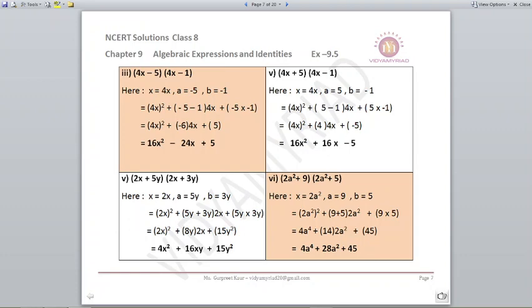Next, 2a square plus 9, 2a square plus 5. Now here what is x? 2a square. What is a? 9. B is 5. Put it into the formula. It is little tricky. Be careful. (2a square) the whole square plus (9 plus 5) into 2a square plus 9 multiplied by 5. So (2a square) the whole square means 2 2s are 4, a square into square is a raised to power 4, plus 28a square plus 45.